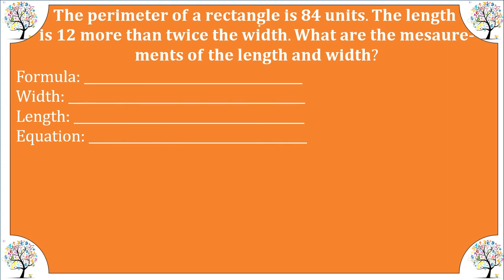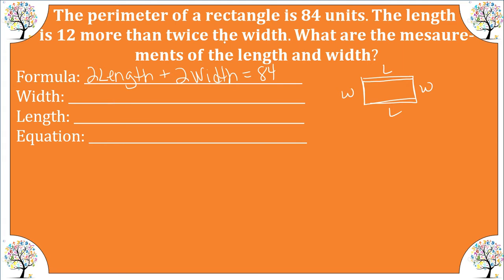The perimeter of a rectangle is 84 units. The length is 12 more than twice the width. What are the measurements? So we have our formula. We have two lengths that we're going to add plus two widths, and that gives us a perimeter of 84. Remember again, perimeter is distance around an object. So we have length, length, width, and width.